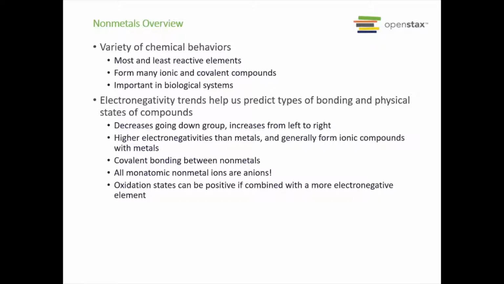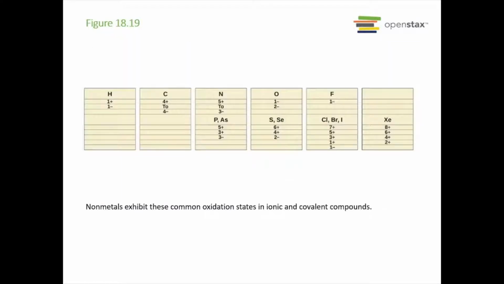When you have nonmetals bonding with each other, you tend to have covalent bonding. And then interestingly enough, whenever you have a monatomic nonmetal ion, it's always an anion. So you don't have monatomic cations of nonmetals. But they can have a positive oxidation state if they're combined with a more electronegative element. So these are some common oxidation states of nonmetals and some ionic and covalent compounds. So again, the positive oxidation states are only if they're bonded to a more electronegative atom.